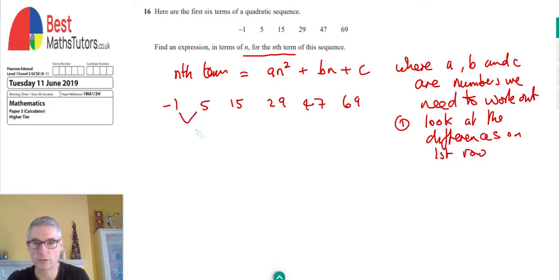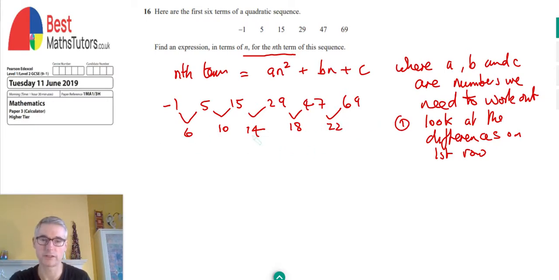So we can see to go from -1 to 5, we add 6. And then from 5 to 15, we add 10. Then it's 14. Then it's 18. Then it's 22. I might have spotted a pattern there, but we can see that the first row difference isn't the same all the way across. And if that's the case, then that indicates we've got a quadratic sequence.